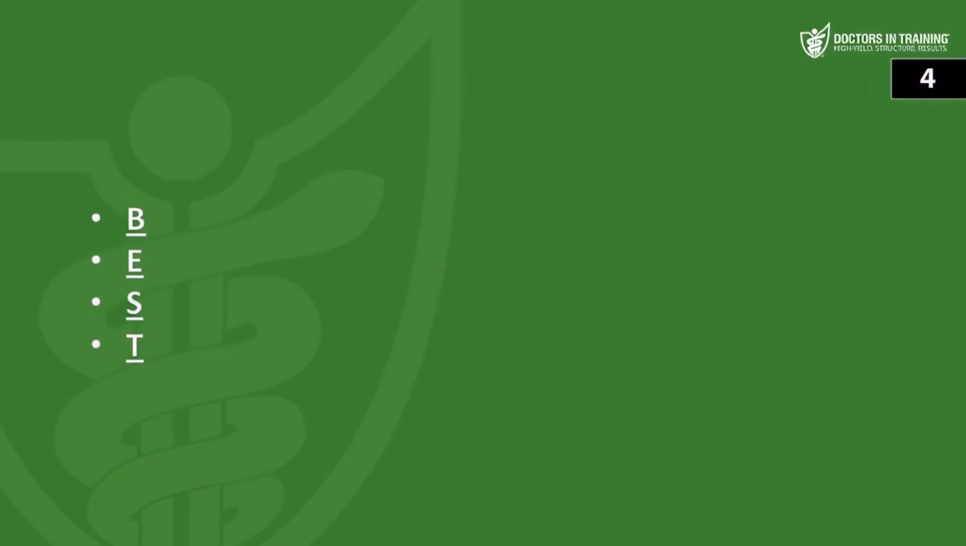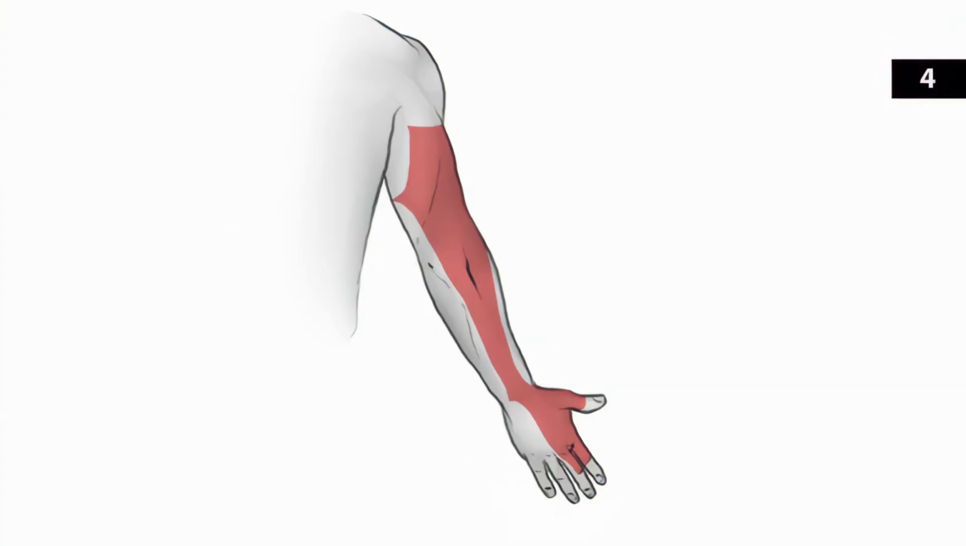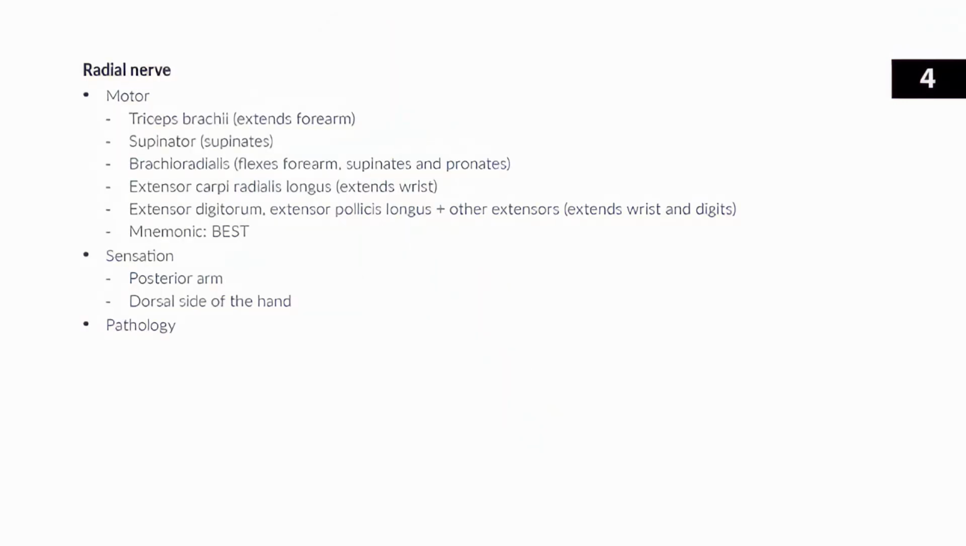Now, another hint for the muscles that the radial nerve innervates is the mnemonic BEST, B-E-S-T. That's going to be brachioradialis, extensors of the wrist and fingers, supinator, and triceps. So that's BEST. So what about sensation? Well, branches of the radial nerve provide cutaneous innervation to the skin of the posterior arm and the back of the hand. Now, what about pathology?